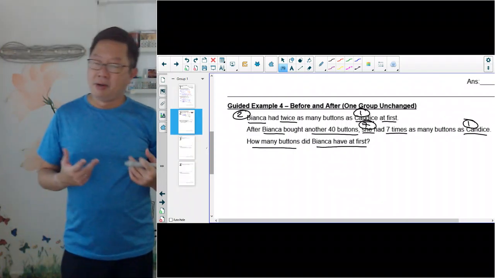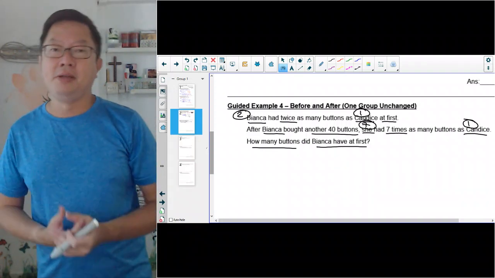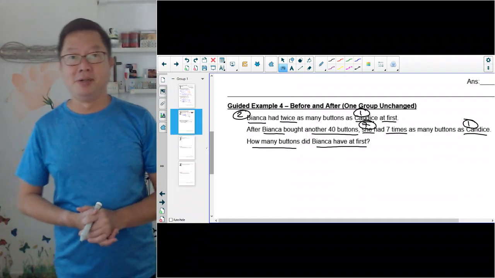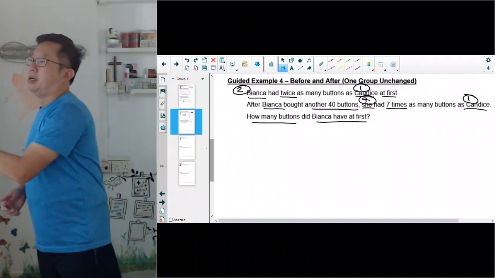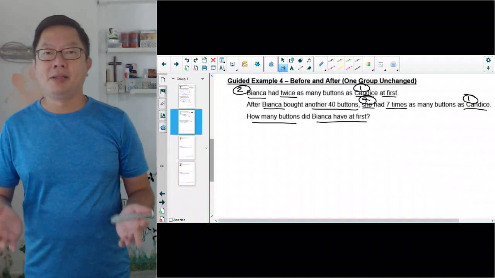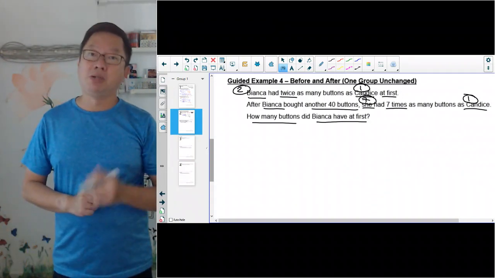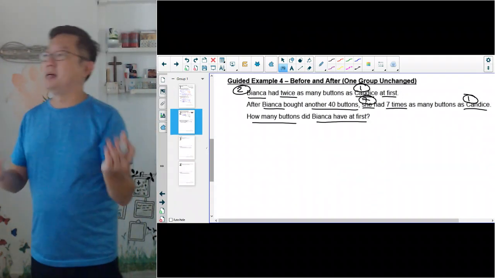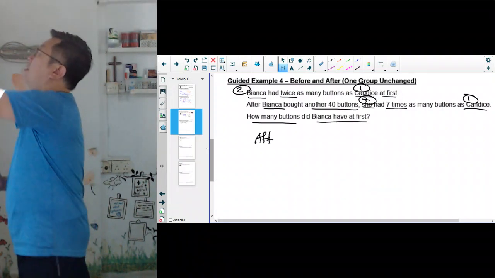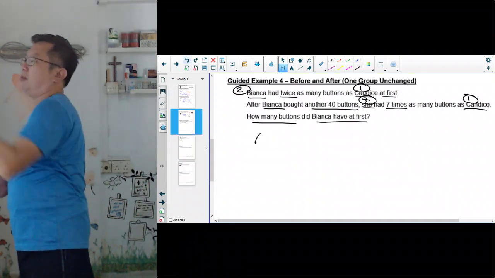So it's important that you read the question and know what kind of question it is. It is a before and after model. So what is unchanged? Blanca bought buttons, so she has more buttons. Candice did not buy any buttons, so Candice is unchanged. So 1 group unchanged, or you call it 1 person unchanged. Alright, so once again, before, let's label the before.